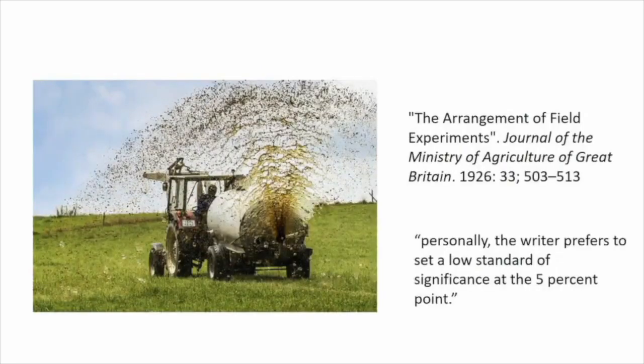Interestingly, anyone know who this guy is? Sorry? Fisher, exactly. And where did 0.05 come from? In 1926, he was doing an experiment. He was an agriculturalist, spreading cow manure on different paddocks. And he decided that 0.05, why did he justify it? He said, personally, the writer prefers a settled standard about the 5% point. So he chose 0.05 fairly arbitrarily in a large experiment where they were spreading cow manure on different paddocks. Say no more.